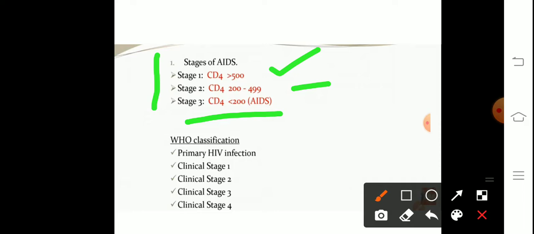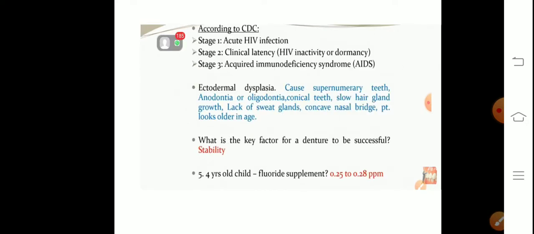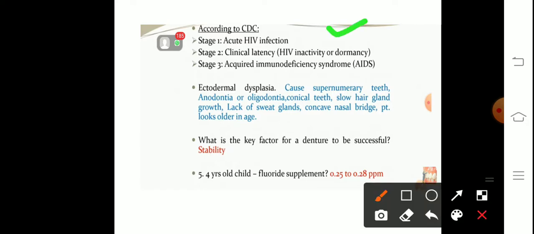Next, the WHO classification: the primary HIV infection. Next, there are four stages: clinical stage 1, clinical stage 2, clinical stage 3 and clinical stage 4. Next, according to the CDC, there are stages 1, 2 and 3. Stage 1 is acute HIV infection. The infection is very acute in this stage. In stage 2, the infection is clinical latency. And stage 3 is known as AIDS, acquired immunodeficiency syndrome. This is an important point. Note all these important points in your notebook.